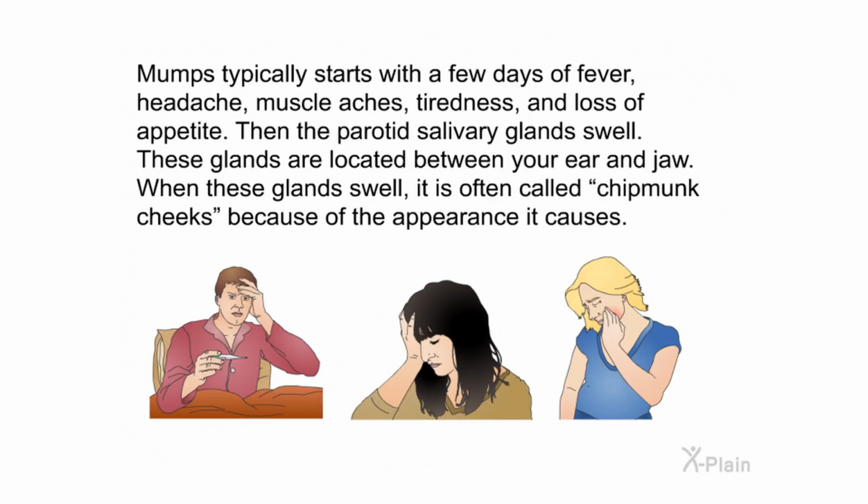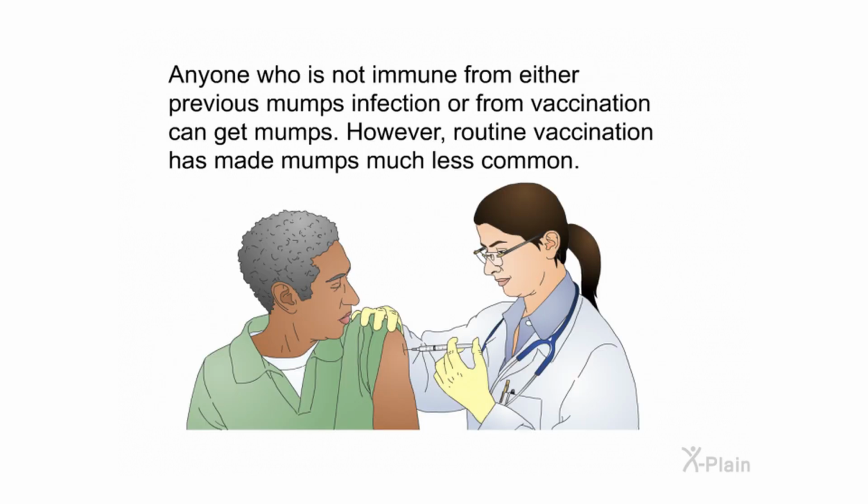Mumps typically starts with a few days of fever, headache, muscle aches, tiredness, and loss of appetite. Then the parotid salivary glands swell. These glands are located between your ear and jaw. When these glands swell, it is often called chipmunk cheeks because of the appearance it causes. Anyone who is not immune from either previous mumps infection or from vaccination can get mumps. However, routine vaccination has made mumps much less common.